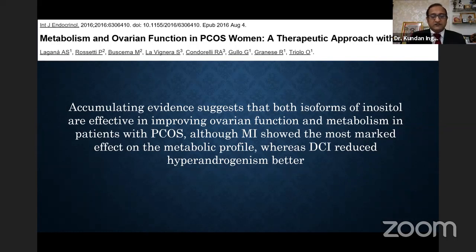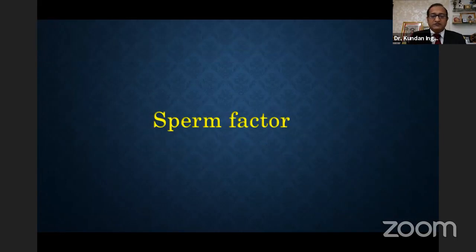Though specifically, if we discuss, myo-inositol shows a marked effect on the metabolic profile of these patients, and D-chiro-inositol reduces the hyperandrogenism much better than myo-inositol. So giving a combination of these kind of insulin sensitizers is a worthwhile strategy to improve or maximize our success rate so that we get a good oocyte quality.